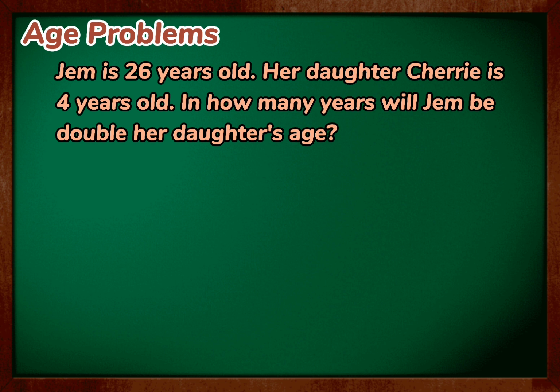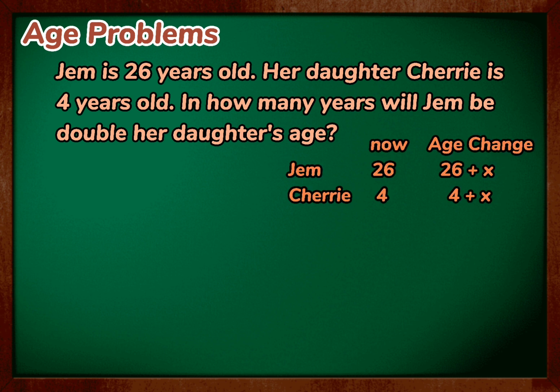Jem is 26 years old and her daughter Cherry is 4 years old. In how many years will Jem be double her daughter Cherry's age? The first sentence tells us that Jem is 26 years old and her daughter is 4 years old. The second tells us that the age change for both Cherry and Jem is to be calculated. So let's illustrate.